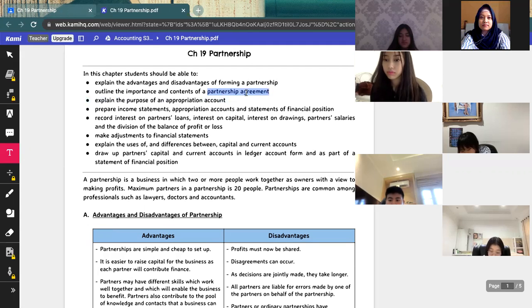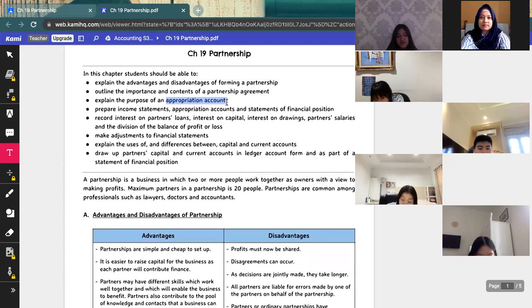So number 3, the purpose of the appropriation account. This is just like a new statement, additional to the income statement. So you have learned the income statement, you have learned SOFP, and the appropriation account is an extra statement after you create the income statement. And then number 4, you will learn how to prepare the income statement, and then the appropriation account, and then the statement of financial position.